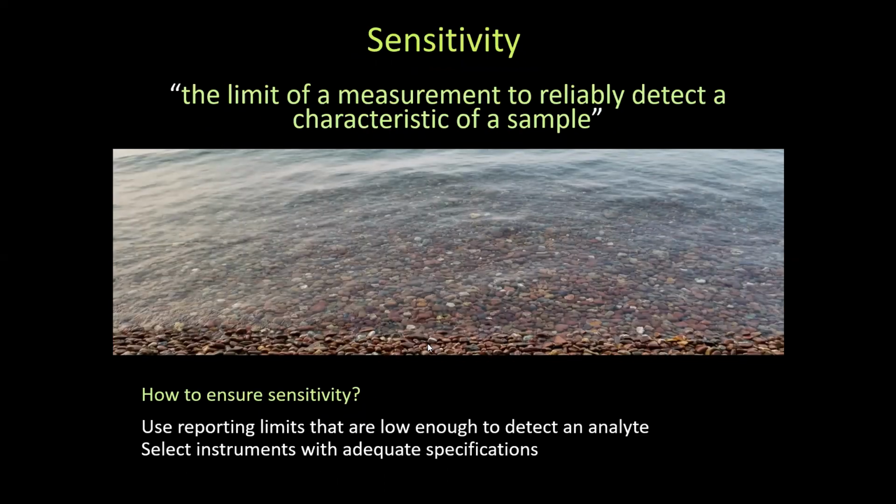And sensitivity is the limit of a measurement to reliably detect a characteristic of a sample. So basically, to ensure sensitivity, you can establish reporting limits from the laboratory that are low enough to detect an analyte in the sample that you're providing to the lab. And you can also make sure that you're selecting instruments that have adequate sensitivity to detect whatever analyte it is that you're trying to detect in the natural environment.